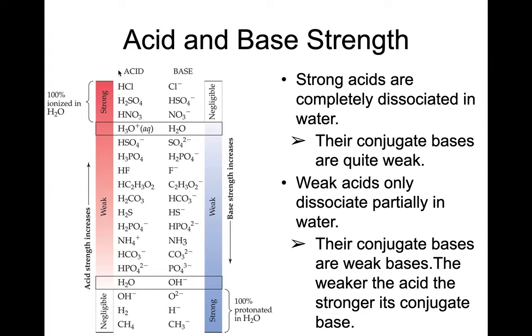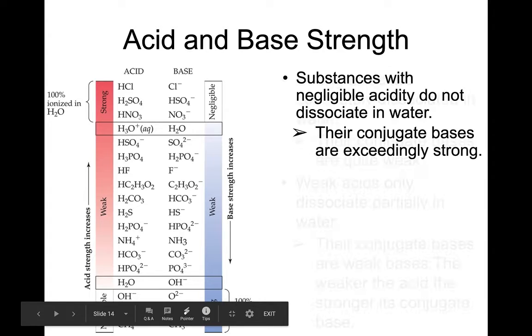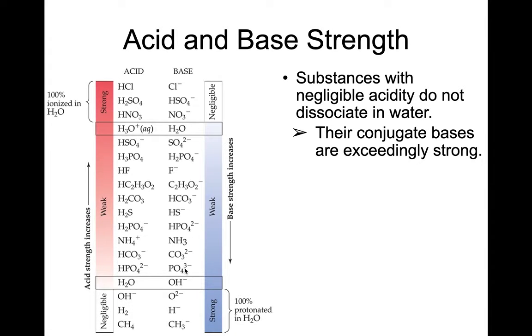Strong acids are going to completely dissociate in water, meaning their conjugate bases are extremely weak. Weak acids here in the mid-range are only going to partially dissociate in water. Their conjugate bases are weak bases. The weaker the acid, though, as we go down, the stronger its conjugate base gets. Similarly, substances with negligible acidity, very weak, almost no acidity, are very strong bases. These do not dissociate in water. The conjugate bases are extremely strong.